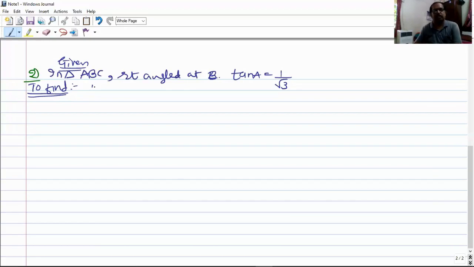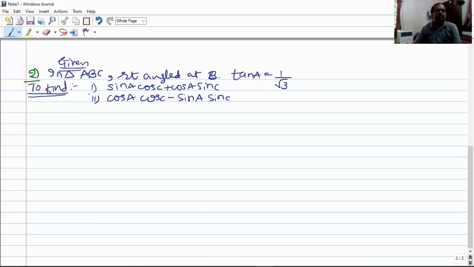Okay, so what we need to find here? We need to find the values of two expressions. The first expression is sin A cos C plus cos A sin C. After that, the second, we need to find the value of cos A cos C minus sin A sin C. So this is the question, student.